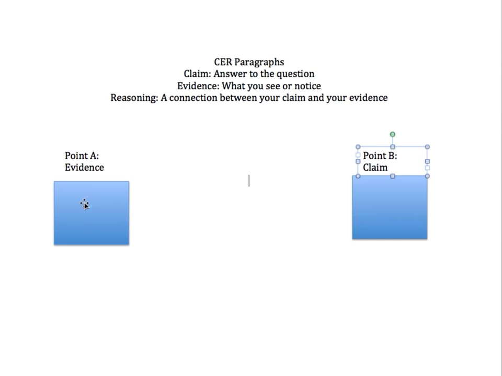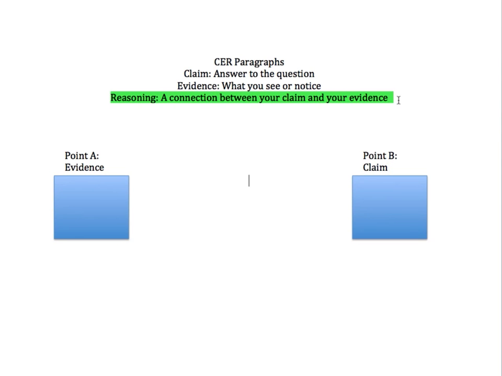So on the left here, we have your evidence at point A. Evidence is point A because you always start with your evidence. As an investigator, you collect your evidence before you come up with your answer to the question. And then point B is your answer to the question. You took that evidence and you were able to come up with an answer. So that's why claim is point B. Okay, so we have point A and point B.